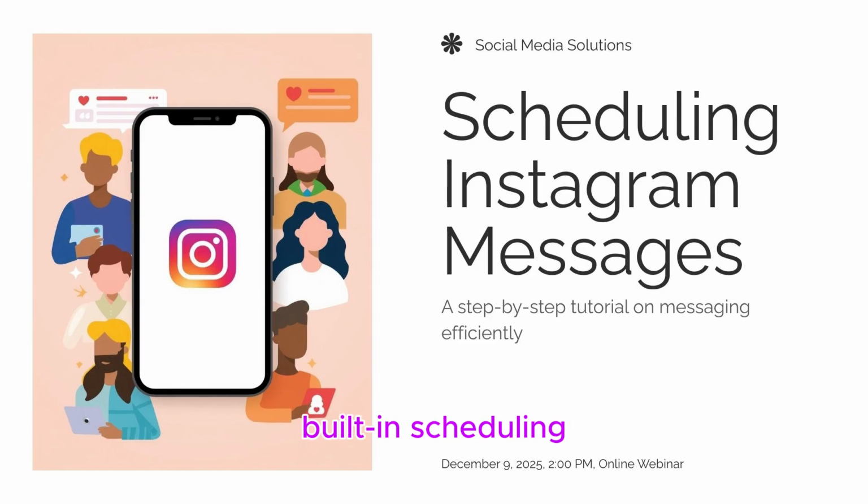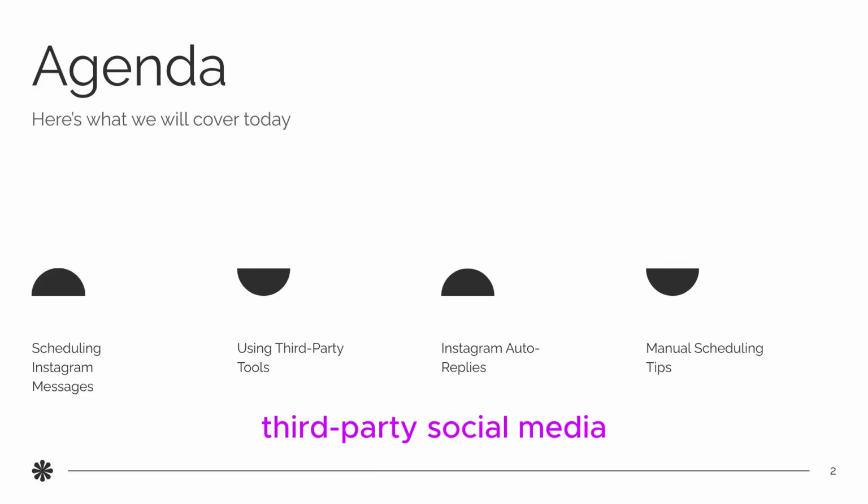Instagram does not have a built-in scheduling feature for direct messages. You must use a third-party social media management tool. Platforms like Hootsuite, Buffer, or Later support scheduling Instagram posts, but not direct messages.